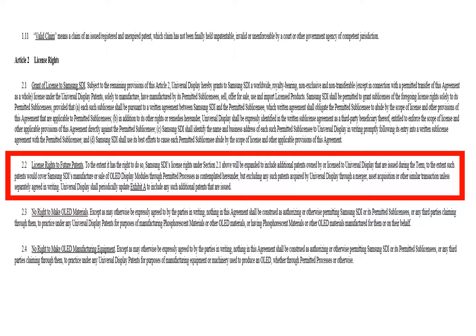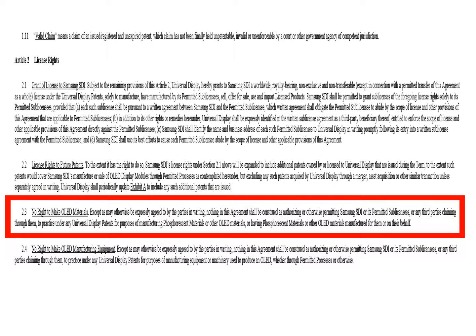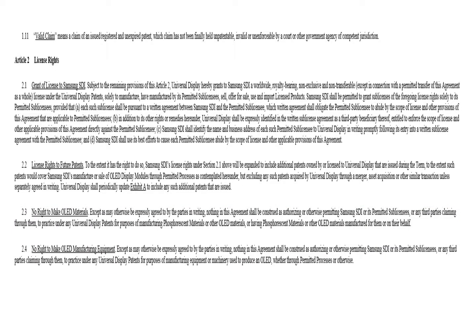2.2. There's also license rights to future patents. This is going to say what you expect it to say, that there's going to be more patents coming down the pike, and they're going to get grandfathered into this deal. Here's the fun provision, though, that begins to point out something's going on. 2.3, there's no right to make OLED materials. Right? You can make phones, sure. You can make screens, but you can't make the material you need to actually make them work.